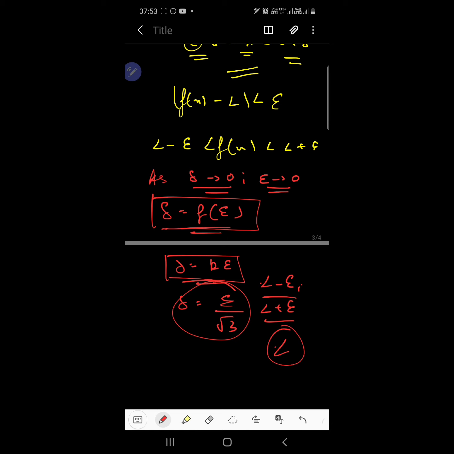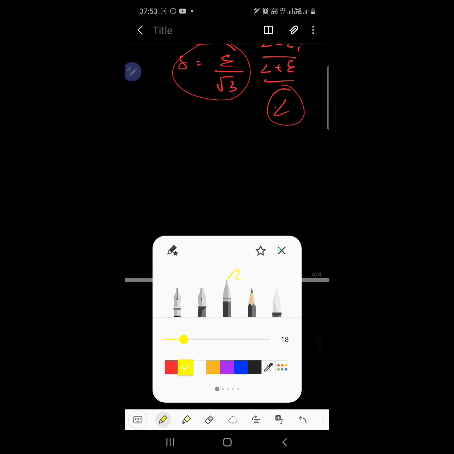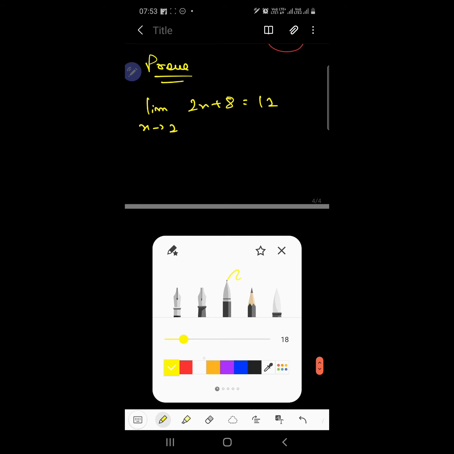Now we will be solving problems on the basis of this delta epsilon proof, and that is what we actually need to do here. So let us take the first problem. Prove that the limit as x tends to 2 of 2x plus 8 is equal to 12. This is what we need to prove, using the delta epsilon method.